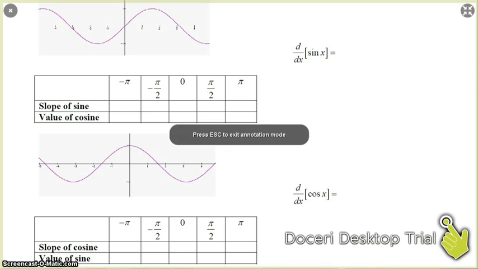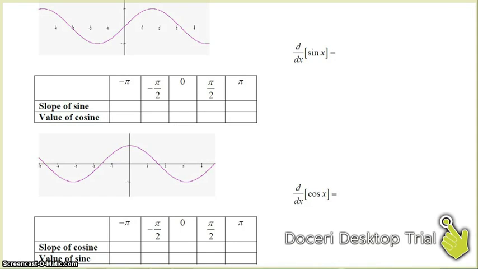Whenever we have cosine, it's the same thing. The slope of cosine at negative pi is around here, and then negative pi over 2, 0, pi over 2, and positive pi. This one will actually give us 0 slope because it's going to be like this. That means this is going to be 0, that's going to be 0. So 0 and 0. Then this one is going up, so positive. This one's going down, so negative.